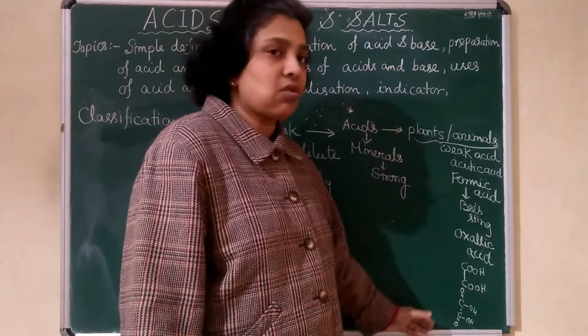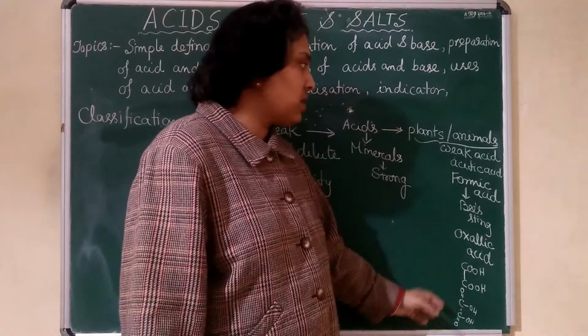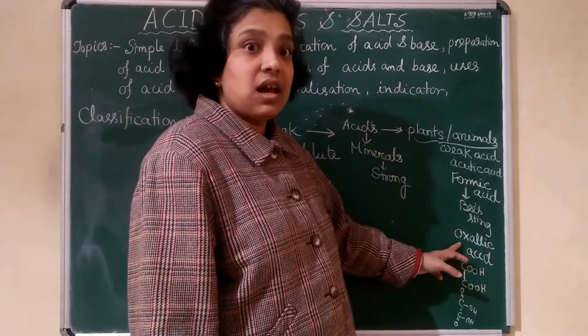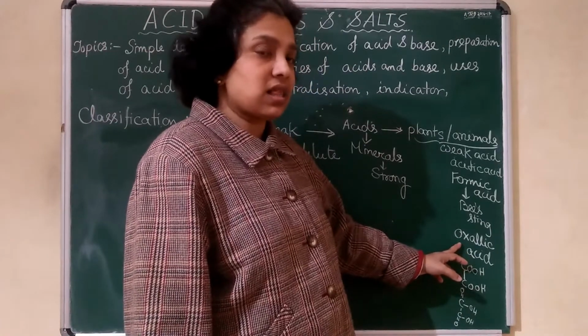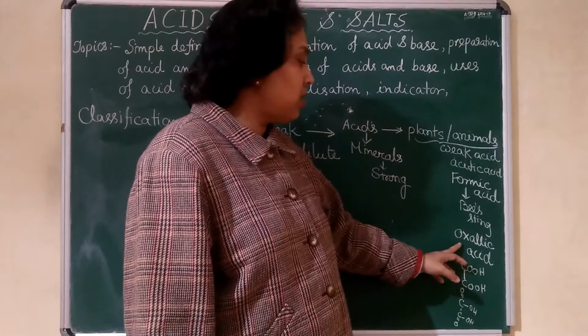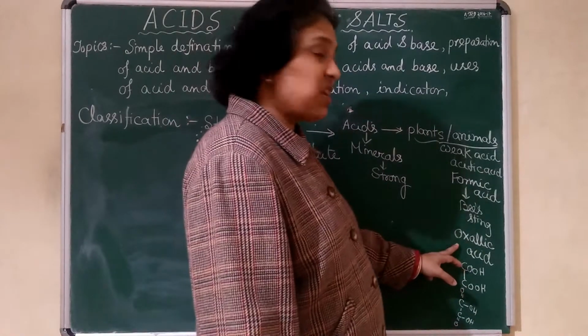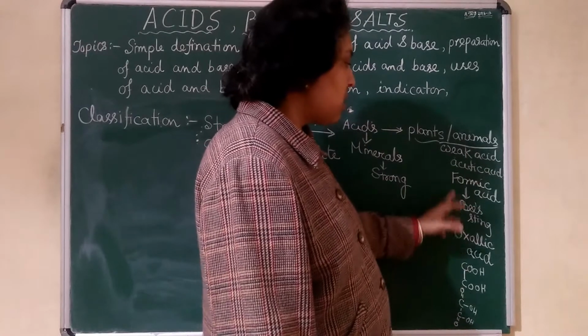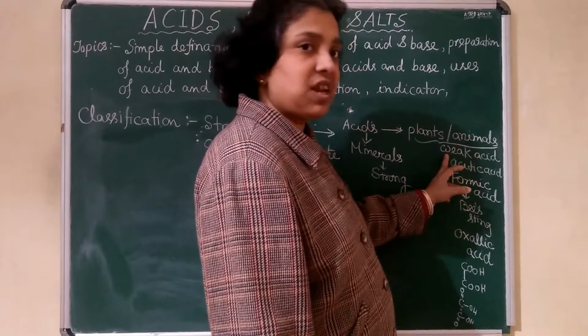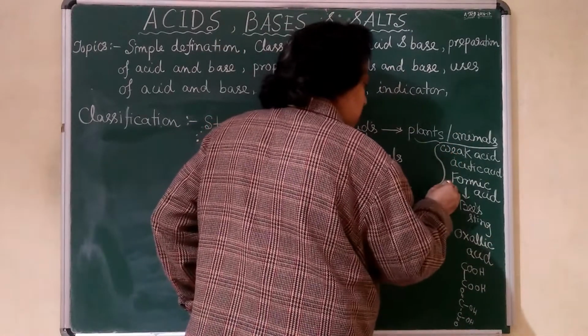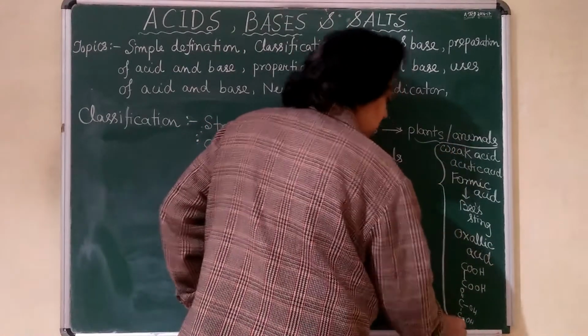Now these are a few examples I have taken, these all are vegetables. You can see so many acids: tartaric acid in tamarind, oxalic acid in tomato and spinach, formic acid in bee sting, acetic acid in vinegar. So these all are considered weak acids.